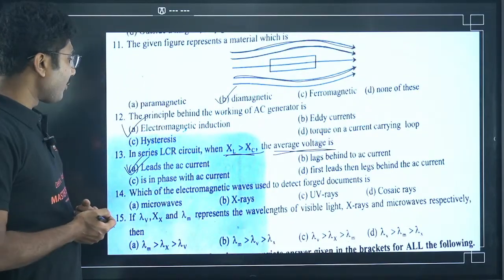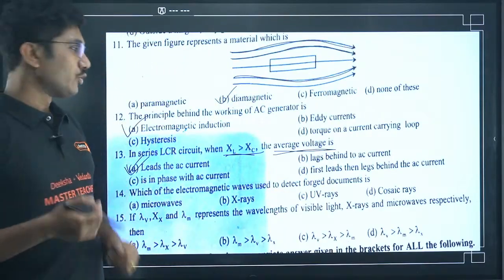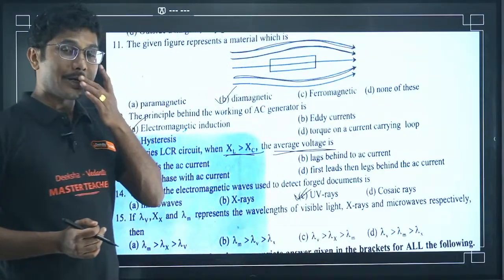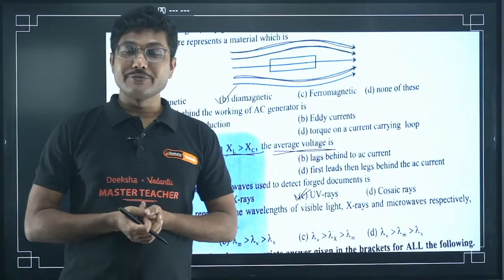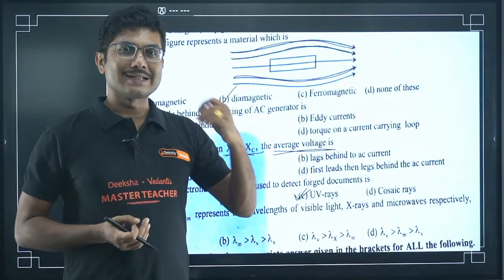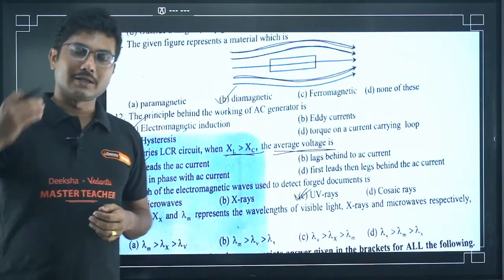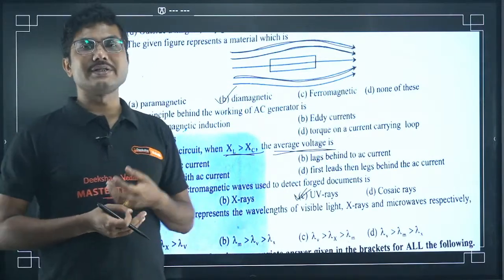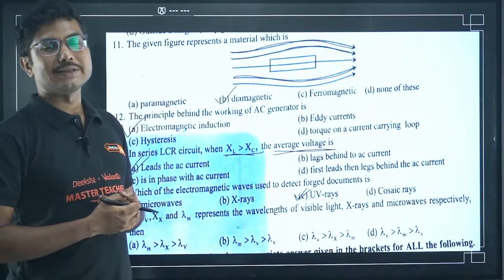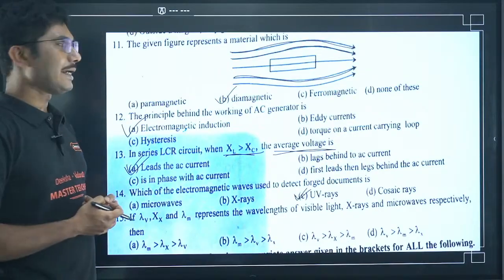Which of the electromagnetic waves is used to detect forged documents? Forged documents are always detected using UV rays. If you put UV rays on, for example, a currency, currency has some UV lamp markers. If you put UV light on it, the markers will be visible. If it is a forged currency or forged document, those markers will not be present. That's how you can detect whether it's an original document or a duplicate document. So UV rays are used to detect forged documents.